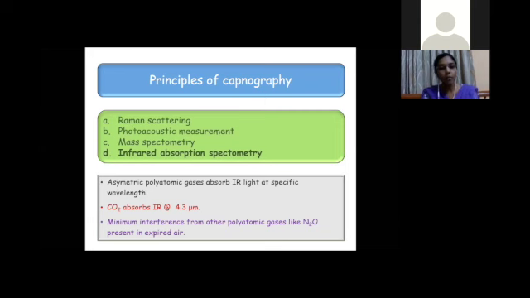It is based on the principle that an asymmetric polyatomic gas absorbs infrared light at a specific wavelength, and carbon dioxide absorbs infrared light at 4.3 micrometers. At this wavelength, there's minimum interference from other polyatomic gases like nitrous oxide present in expired air.